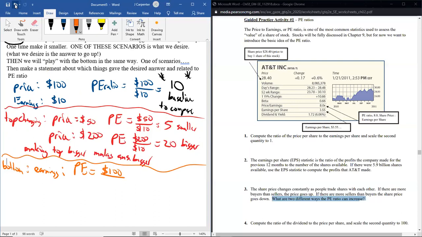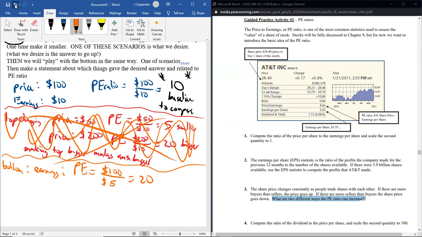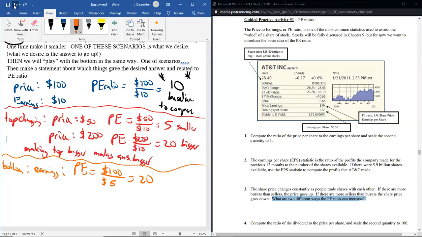Now one time, let's make the earnings smaller. Let's go from 10 to say 5. I'm just picking numbers that I know will divide evenly and quickly. 100 divided by 5 is 20. Now again, we're not looking at any of the red ink. You're ignoring that. You're just comparing the 20 to the baseline of 10. Is it bigger or is it smaller? Well, it's bigger, obviously.